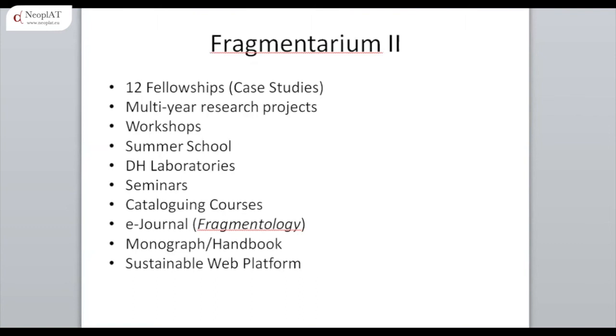We keep our work in the e-journal. We want to have a little handbook, and we need to make our web platform sustainable so that this will last well beyond the end of the project in 2022. So anyway, that's what I do when I'm not talking about SCOTUS.